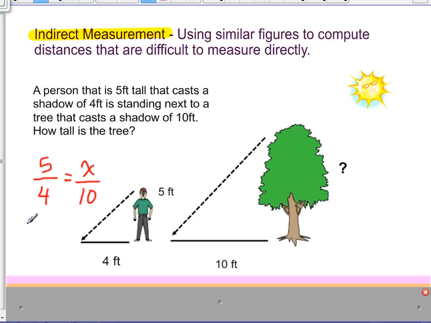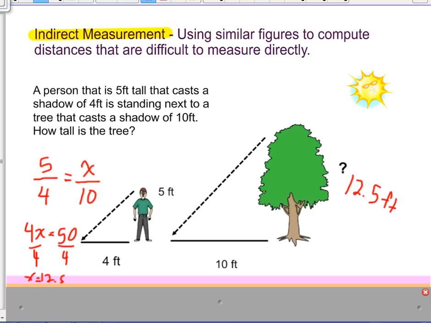Then I'm going to cross multiply. So I'm going to do 4x equals 5 times 10, which is 50. Divide both sides by 4, which is 12.5. So my tree is 12.5 feet tall.